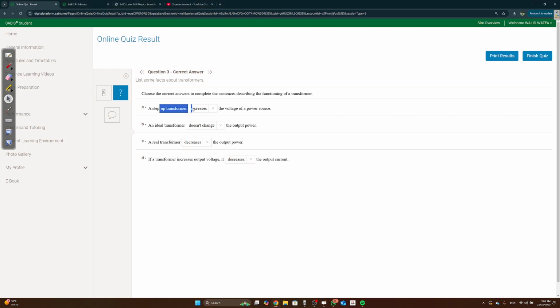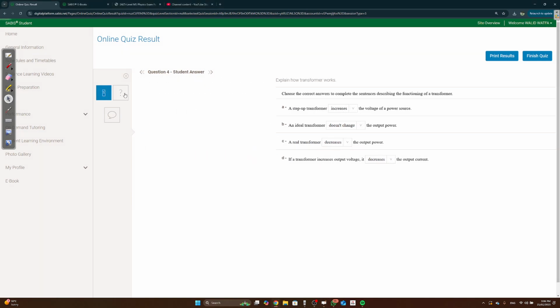A step up transformer increases voltage. An ideal transformer, what does it do to power? It doesn't change it. A real transformer decreases it. Real transformers are not ideal, their efficiency is not 100%. Every real transformer on Earth, none of them has 100% efficiency, so it decreases the output power since it's not 100% efficient. If a transformer increases the output voltage, it decreases the output current, since P is equal to IV. If you increase this, then this should decrease, because the power is staying almost the same.